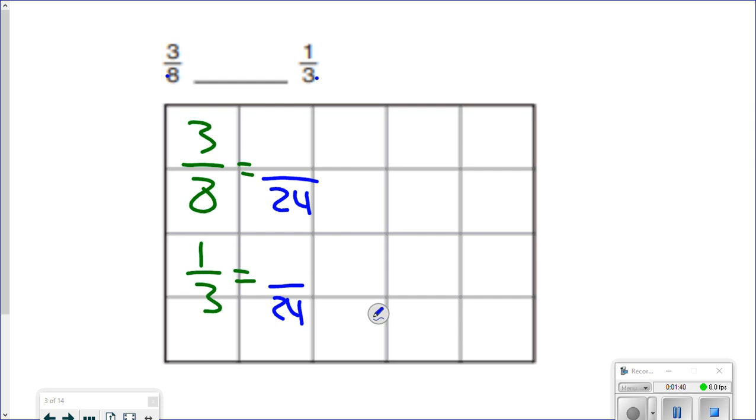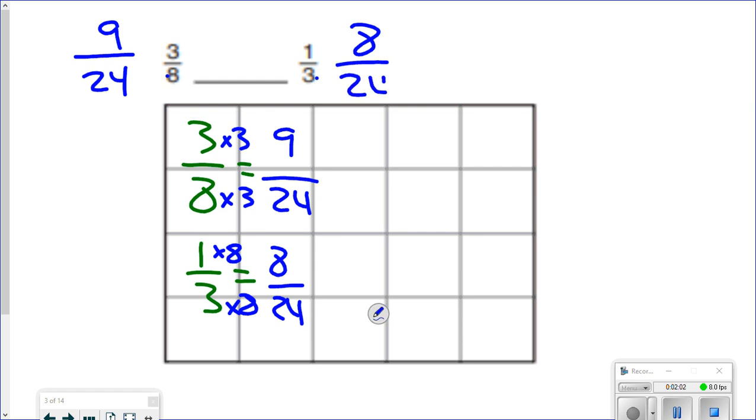This is what we do next. We do 8 times 3 is 24. So 3 times 3 is 9/24. So that means this 3/8, this new fraction that it equals, is 9/24. This bottom one, we have 3 times 8 is 24. 1 times 8 is 8/24. So 1/3 is 8/24. The next thing I asked, do they both have the same denominators? They sure do. Which numerator is bigger? The 9 is bigger. So that means 3/8 is bigger than 1/3.